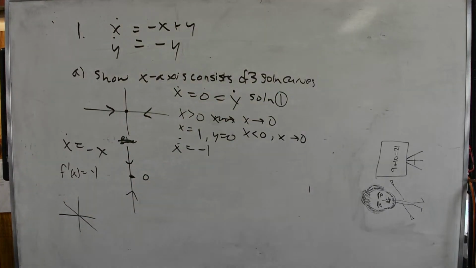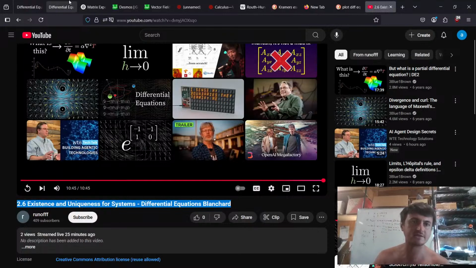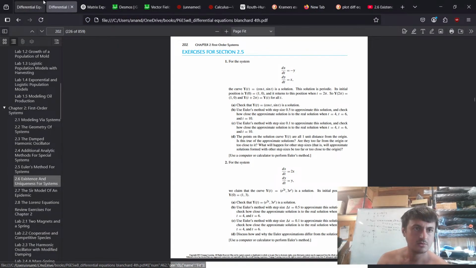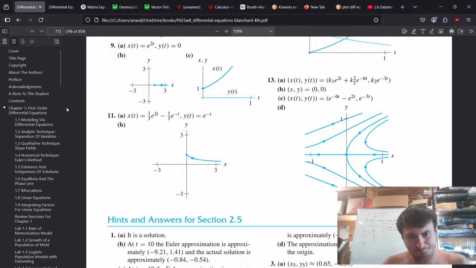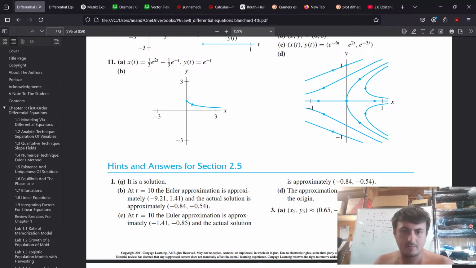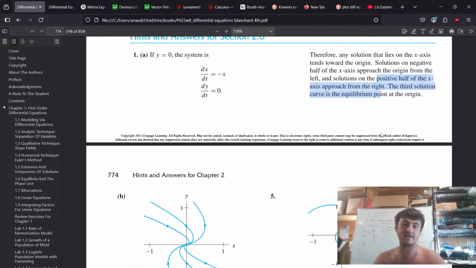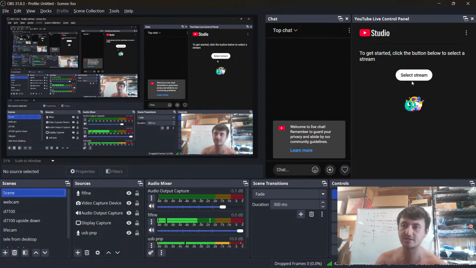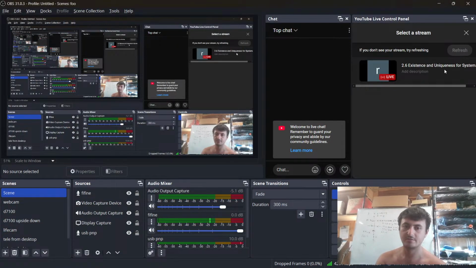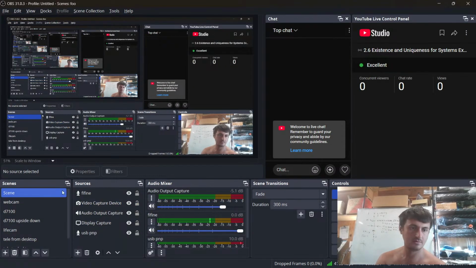in the actual textbook for how they present that kind of solution. If y is 0, the system is that. Therefore, any solution that lies in the x-axis tangent, solutions on the negative half approach the origin from the left. Solution on the third is the equilibrium point. Okay, so that's what they meant. So that's good.